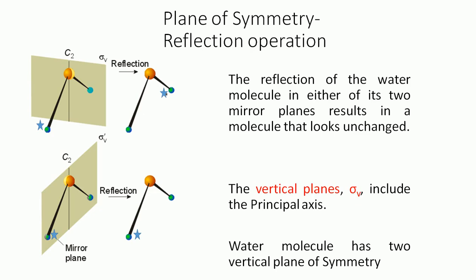A plane passing through the object and dividing the object into two equal halves, such that one half is the exact mirror image of the other half, is called a plane of symmetry.